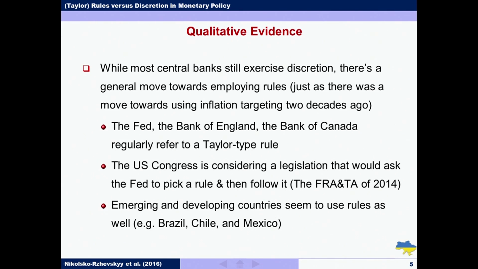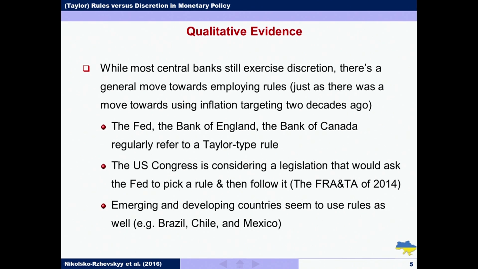Let's start with some qualitative evidence on rules and discretion. First of all, as of today, the majority of central banks do use discretion. They do not use rules. However, we can clearly see a movement towards using rules. Just as 25 years ago, we saw a very clear movement towards using inflation targeting, and now it's a widely accepted idea. That's exactly what we see with regard to rules right now.